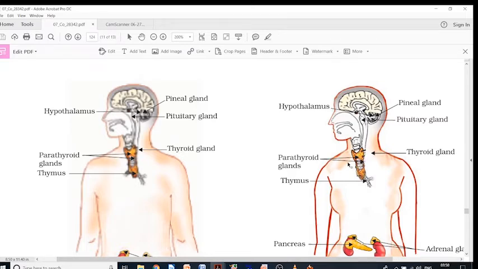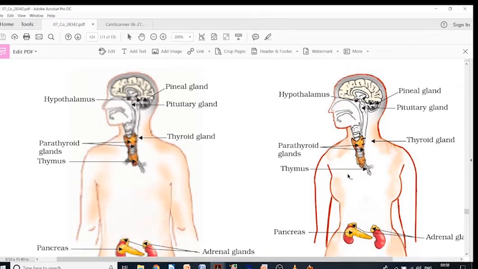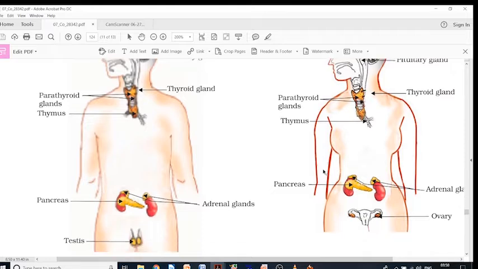So it also helps in the metabolism of the body. And then the next important hormone is the adrenal hormone, or you can say adrenaline. Adrenaline is the hormone secreted by the adrenal glands. And where is it present? It is present in the kidneys. At the top of the kidneys, above the kidneys, there are two glands known as the adrenal glands, and these two glands secrete the hormone adrenaline.